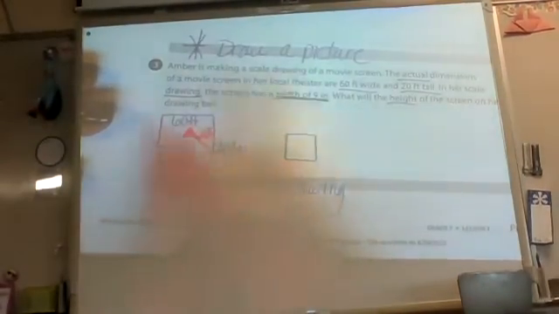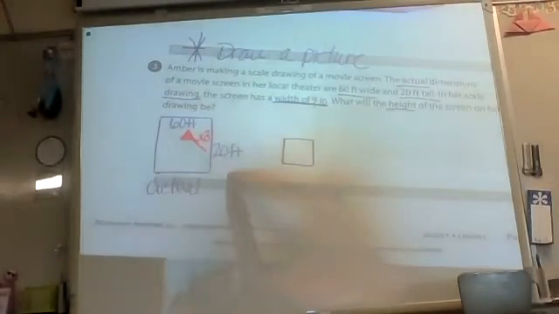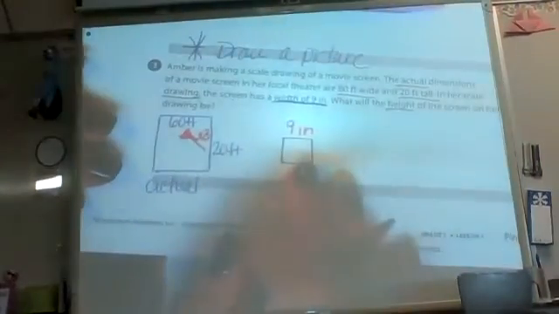You can find the scale factor within the shape. The scale factor doesn't always have to go from here to here. Your scale factor was length to width. All right, so now if you look at this right here, it is 9 inches, right?